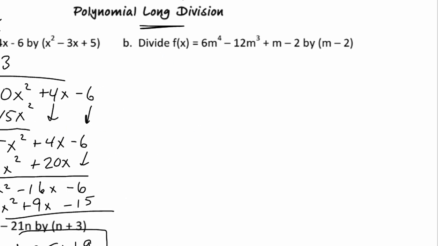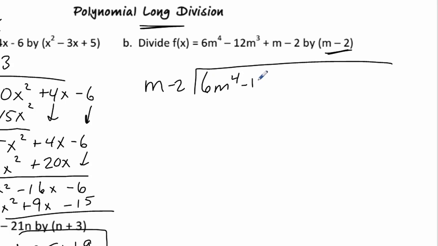Okay, so let's do this one here, letter B. This one's going to be shorter because I only have a binomial. So m minus 2, 6m to the 4 minus 12m to the 3. You notice I don't have an m squared, so I have 0 of them. Plus m squared, plus m minus 2.